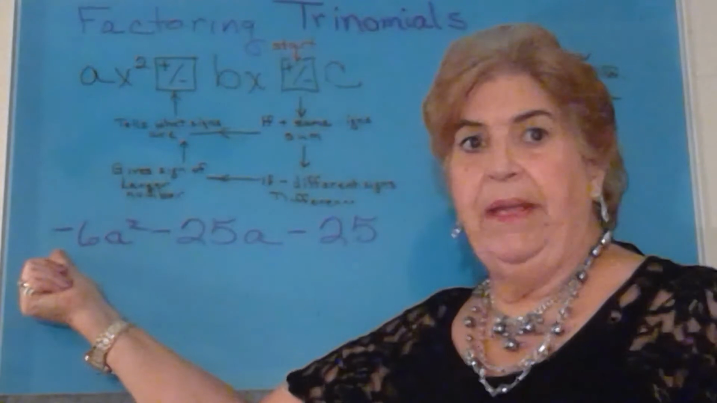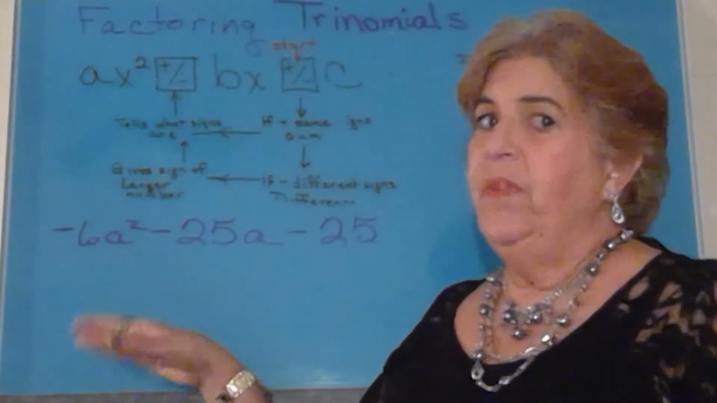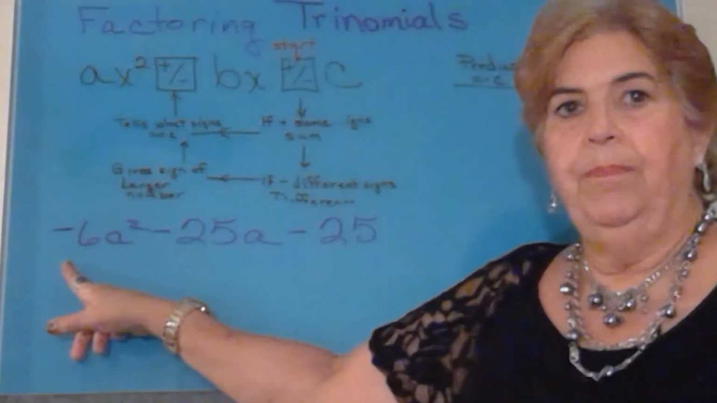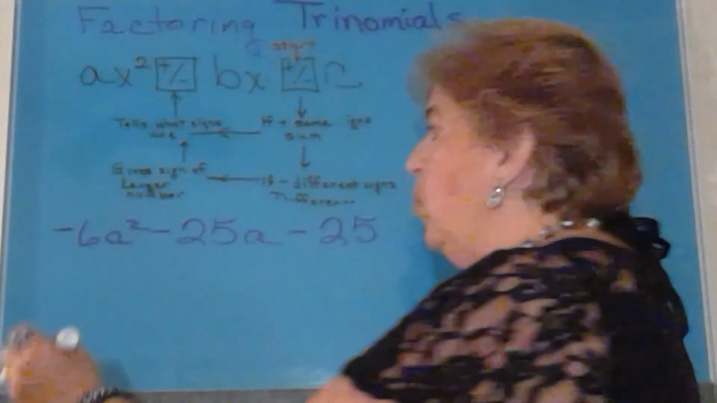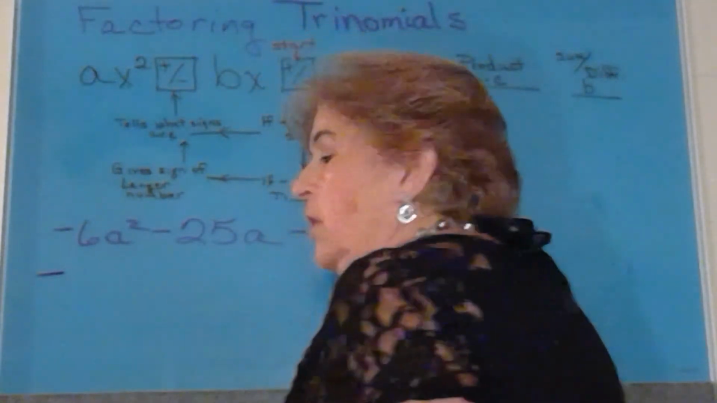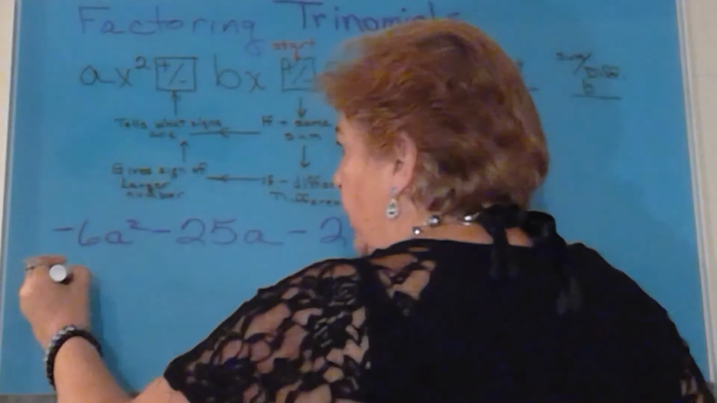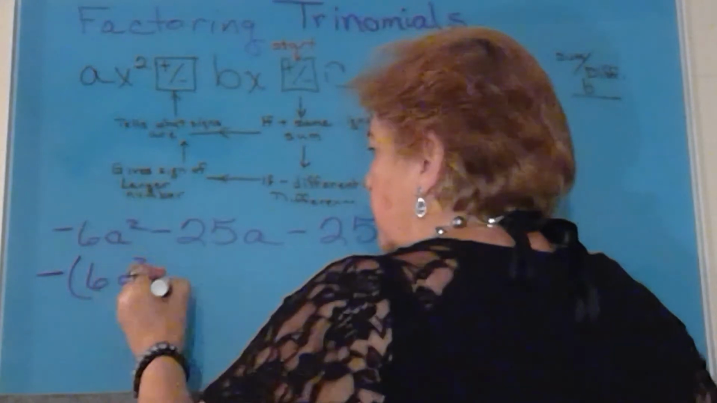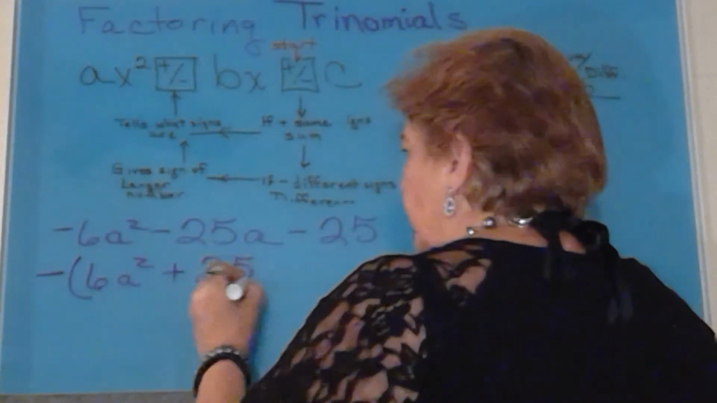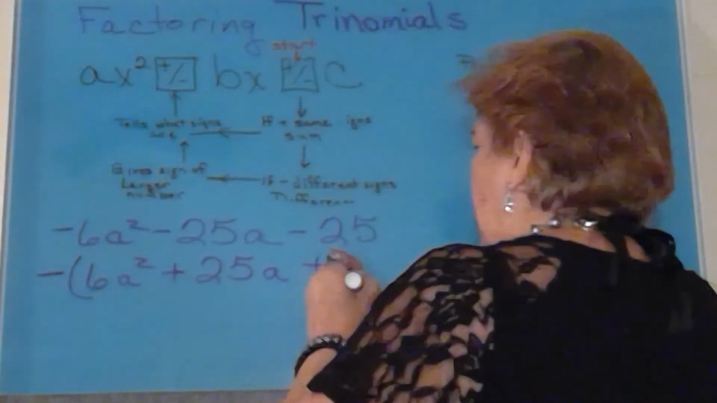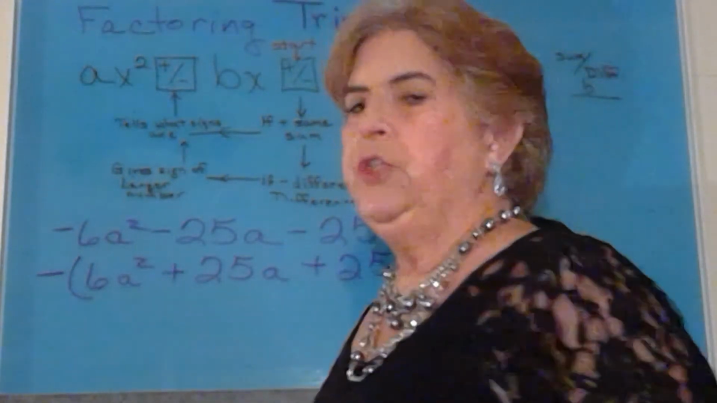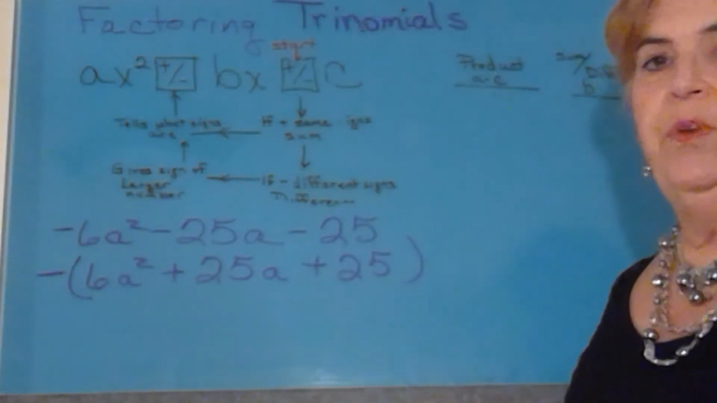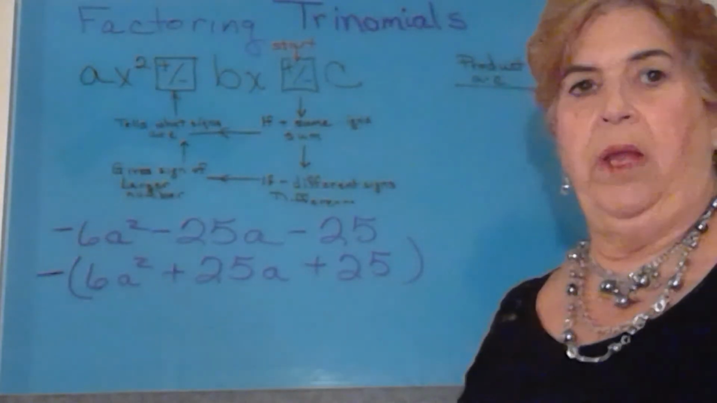And what do I do when I have a minus in the front? Do I bring it down? That makes it difficult. Whenever you have a minus in front of the squared term, factor out a negative 1, or simply a negative. You can write -1 or you can write negative. And that's going to give us 6a squared plus 25a plus 25. Make sure to rewrite the whole polynomial because you do have to change every one of the signs when you factor a negative out front.